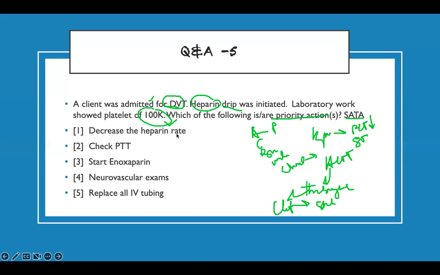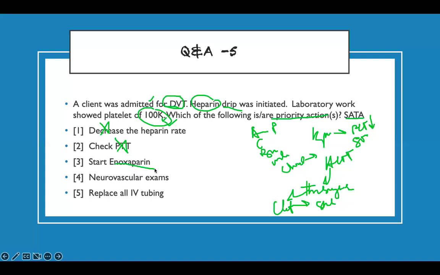So decrease the heparin rate? No. You stop every heparin. Check PTT? Too late. Patient platelet is already low. It's not going to change anything. When you check PTT, it's not going to change anything. You just have to answer the question. They bring in answers that don't make sense, but are related to the problem. My platelet is low. I need to stop thrombosis. Checking PTT will not stop the thrombosis.